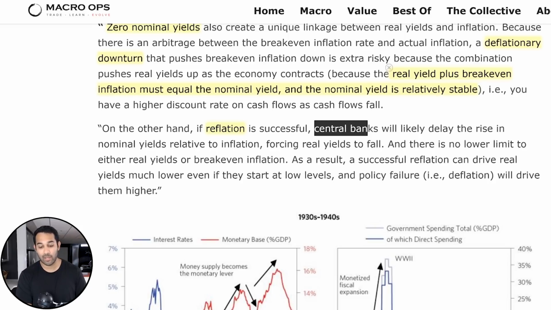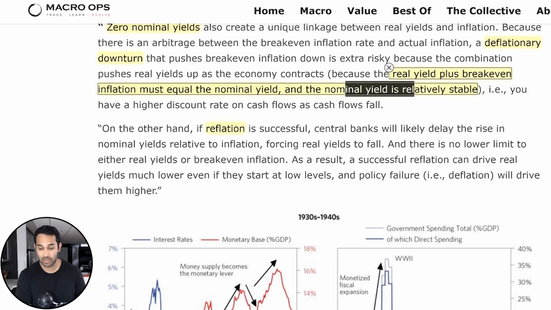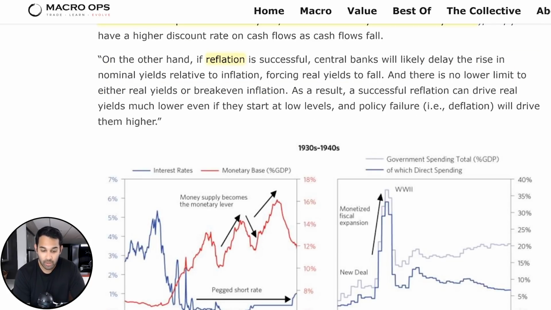So again, going back to that equation, nominal yield equals real yield plus inflation. Well, if you turn up the inflation side, then the real yield can go down, right? And you can still keep that same nominal yield, which is relatively stable. And there's actually no lower limit to those real yields. So successful reflation can drive them much lower, even if they start at super low levels like they are already. But policy failure, like if we get deflation and they don't print enough, then that's going to drive them higher, and that's how we get screwed.